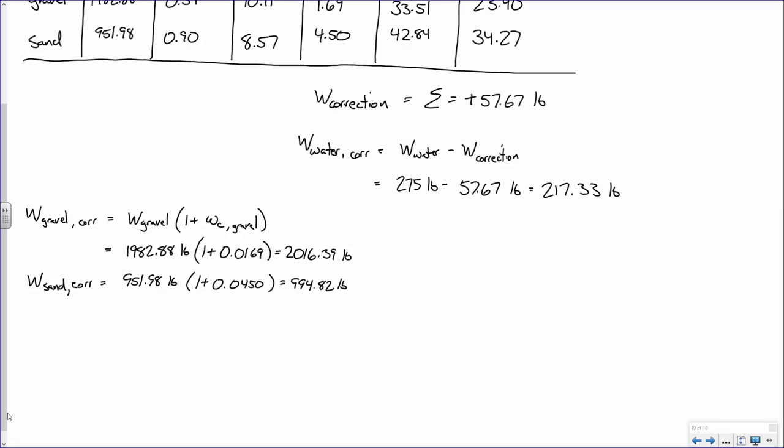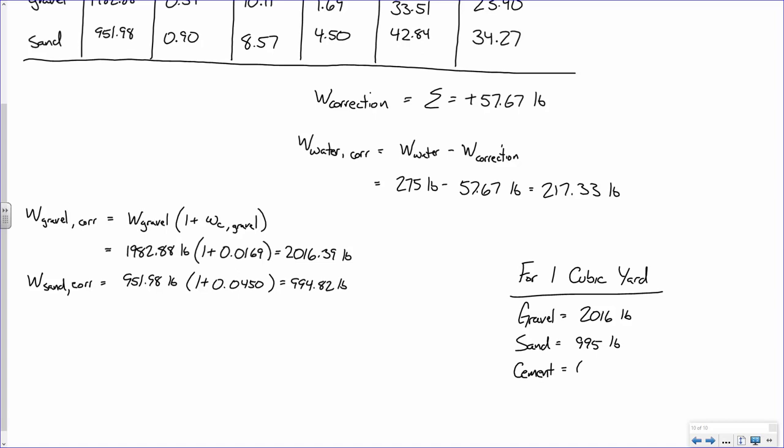Okay. Then therefore, for 1 cubic yard, gravel use, we'll just say 2,016 pounds, sand use 995 pounds, cement use 625, was that it? I can't remember. Was it 625 pounds of cement? Okay, water used 217 pounds. And our admixture, how many fluid ounces? I don't remember. 3.75 fluid ounces.